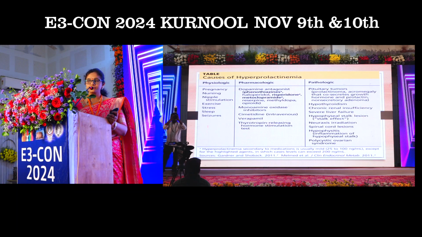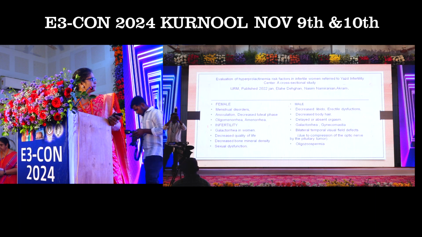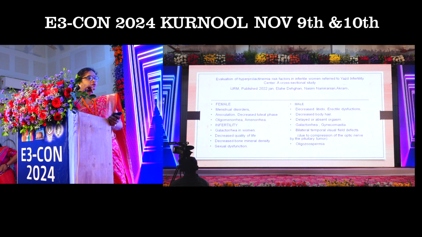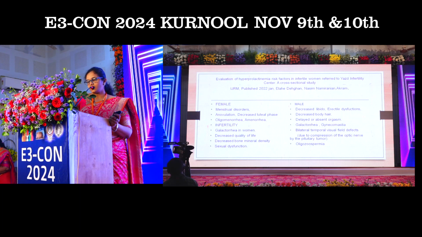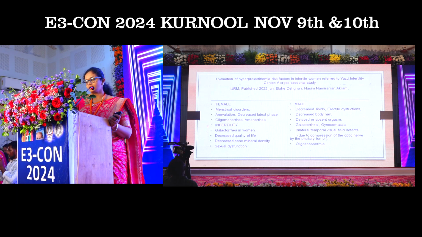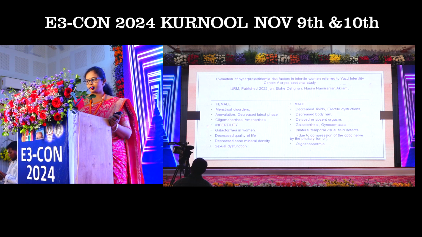The symptoms we see in hyperprolactinemia: in females, menstrual disorders, anovulation and decreased luteal function, oligomenorrhea and amenorrhea, infertility and galactorrhea, decreased quality of life, decreased bone mineral density and sexual dysfunction. In males, mostly we do not take the history, but we have to take it. Mostly we see decreased libido, erectile dysfunction, decreased body height, galactorrhea, gynecomastia and bilateral temporal visual field defects. Oligospermia is also one of the symptoms.